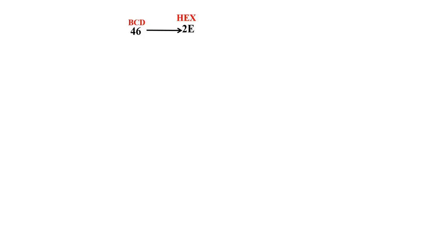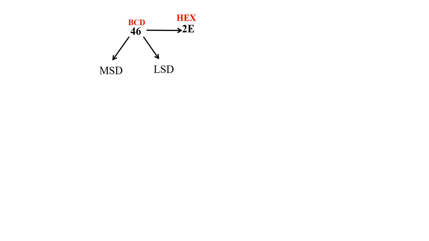Now, the main logic behind converting the decimal, that is a BCD number, to the hexadecimal number is to separate the digits. That is, the most significant digit will be 4 and the least significant digit will be 6. So what is the logic here? The logic is to separate the digits of the decimal number by unpacking the digits of this given BCD number. The most significant digit of 46 is 4 and the least significant digit is 6.